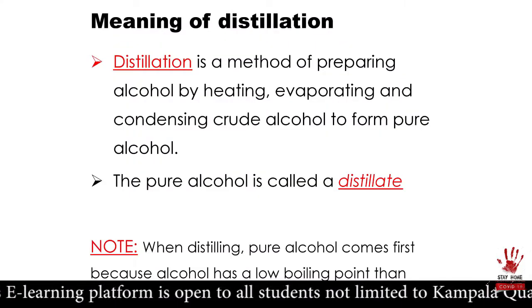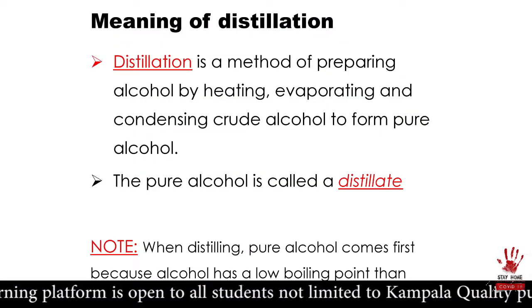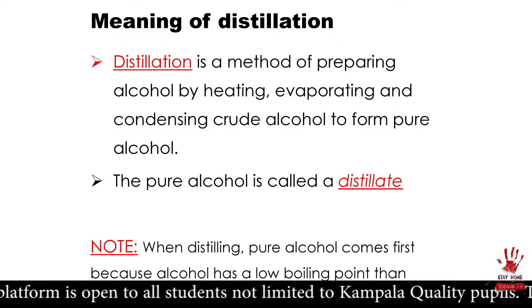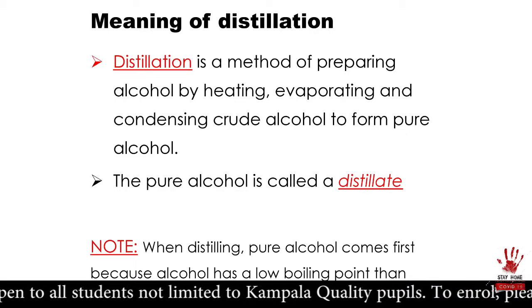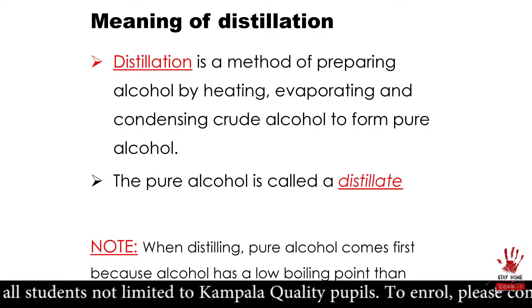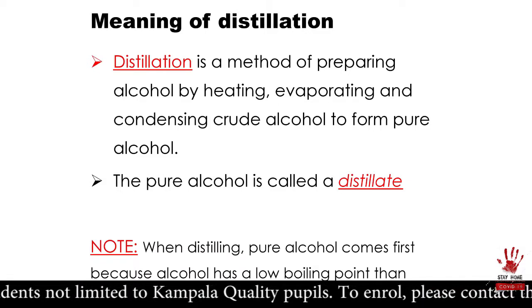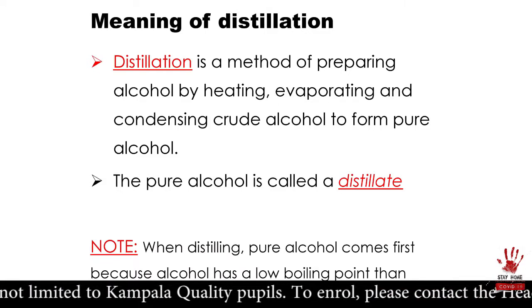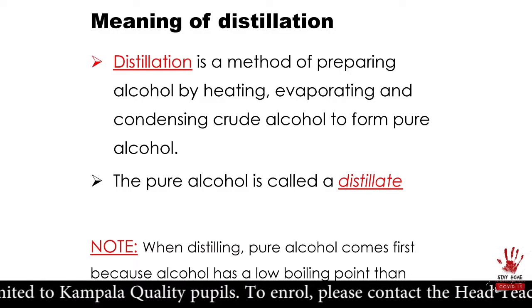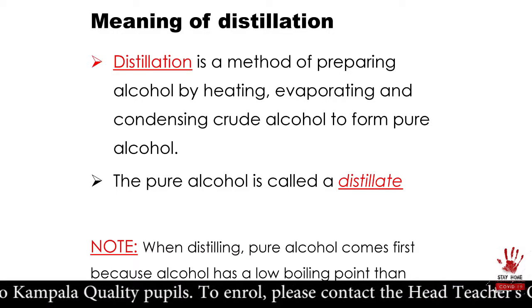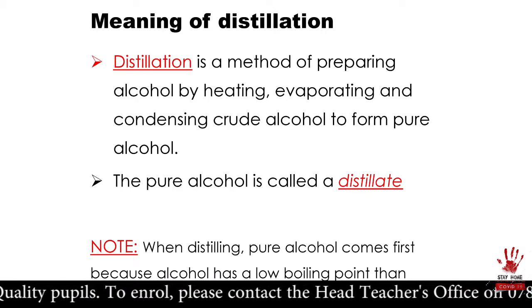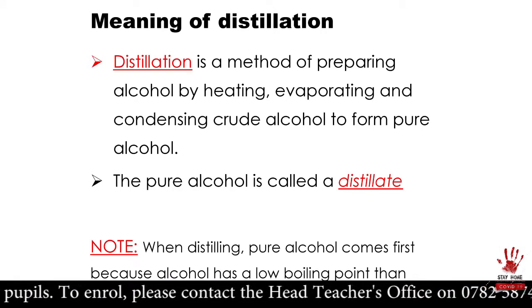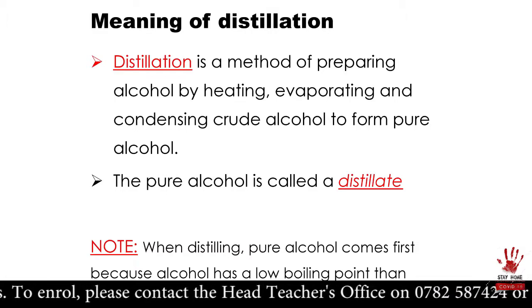So we're saying that distillation is the method of preparing alcohol by heating, evaporating, and condensing crude alcohol to form pure alcohol. We are going to start by heating the fermented alcohol, evaporate it and condense it later to form what we call pure alcohol. Now, the pure alcohol here, scientifically, we shall be calling it a distillate. Say the word with me, distillate.